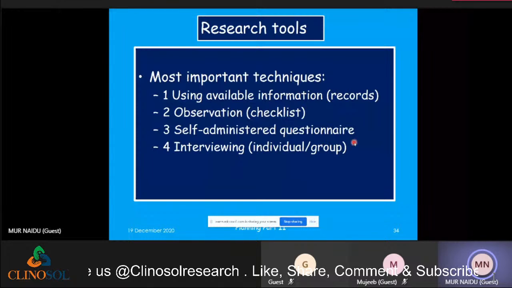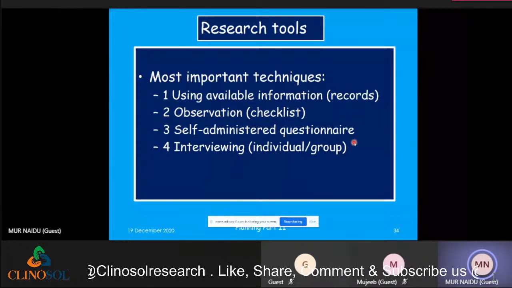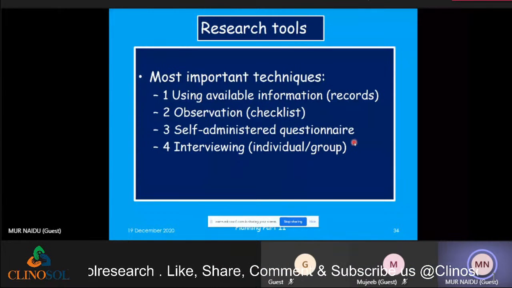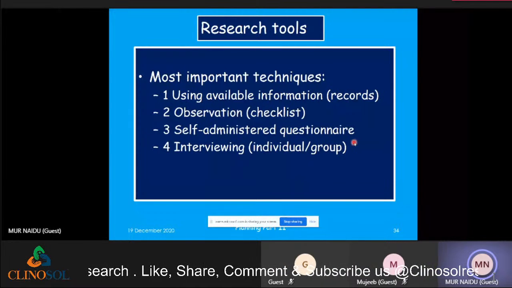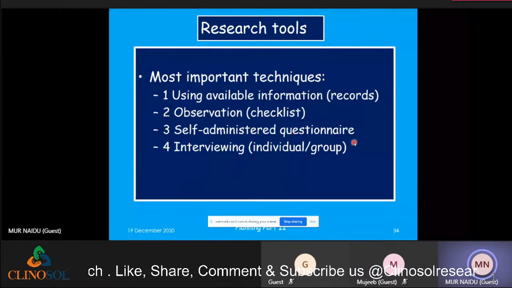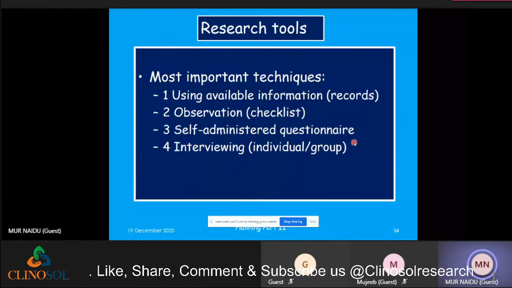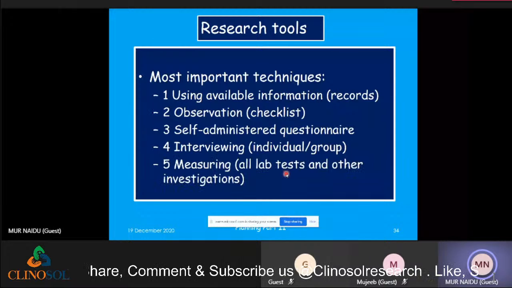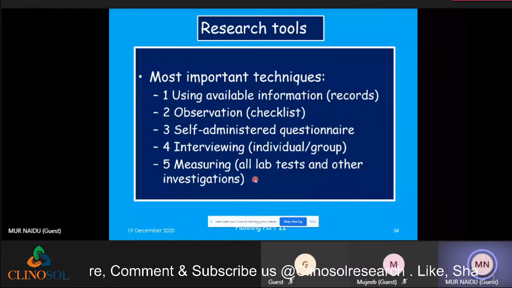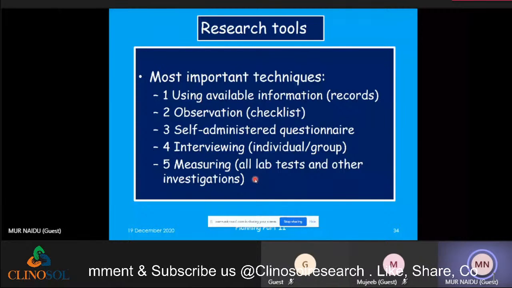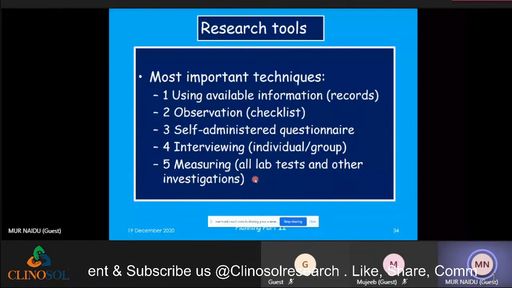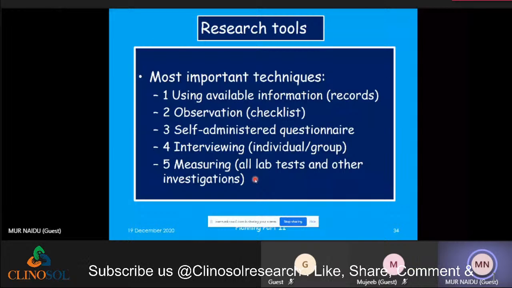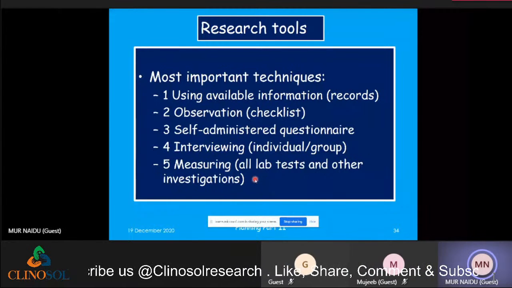Then measurement. This is most commonly a lab test or investigation. In most studies we do lab tests like RT-PCR to test COVID patients. Blood sugar we do for diabetic patients. Lab test to confirm a disease or we do the investigation. You want to diagnose tuberculosis, you take an X-ray. You want to diagnose some tumor in case of cancer, you do CT, MRI or PET scan. So you do the investigation or lab test. So these actually become your research tools for clinical study.